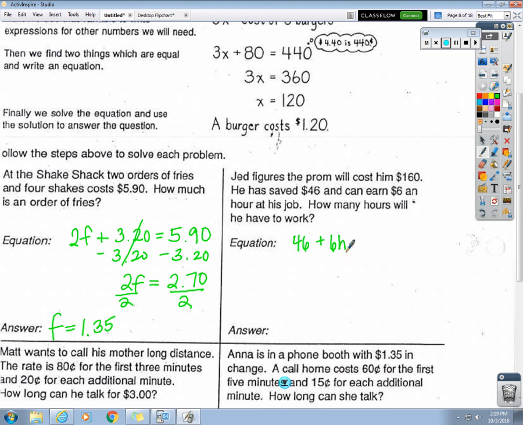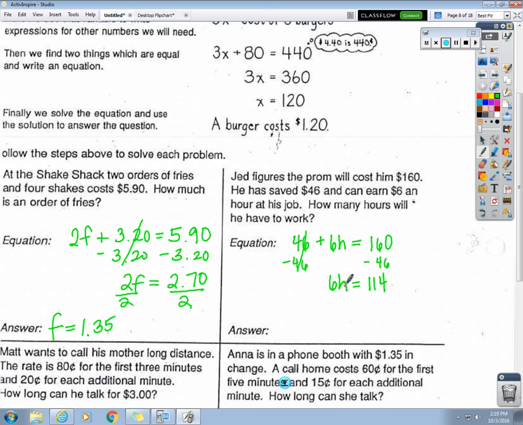$6 an hour. And yes, you can use X, but for this one, I'm just going to use something different, H for hours. But you could use X if you wanted. And then doesn't he want that money to add up to $160? Okay, so what do I need to do first? And so now I have $6 an hour equals what?